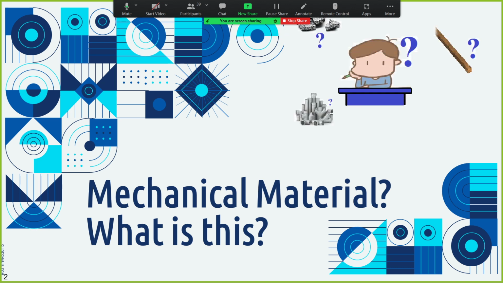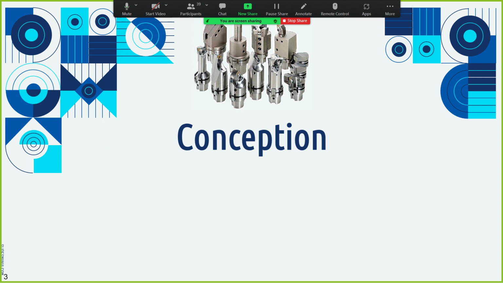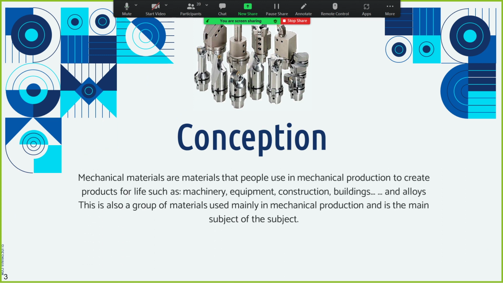So what is a mechanical material? First, we talk about conception. Mechanical materials are materials that people use in mechanical production to create products for life, such as machinery, equipment, construction, and building. And alloy is also a group of material used mainly in mechanical production. It's the main subject of the subject.